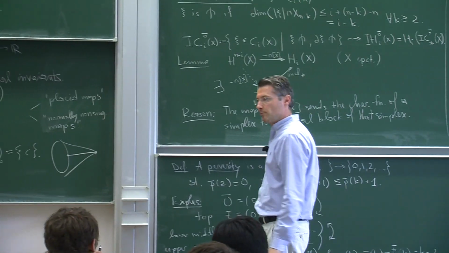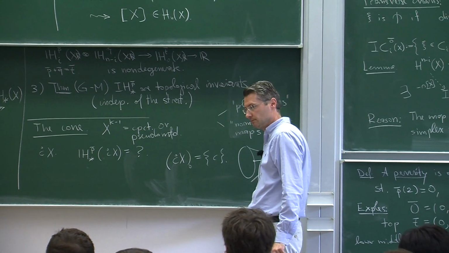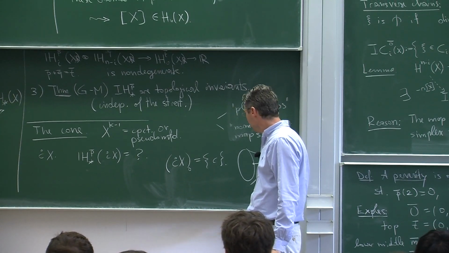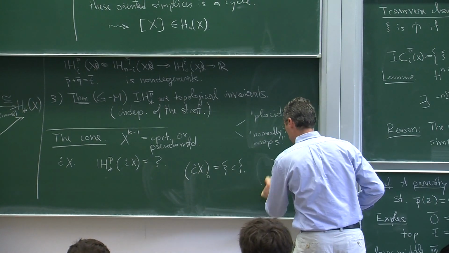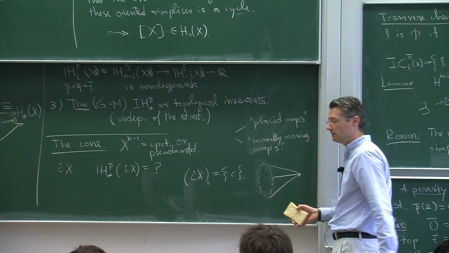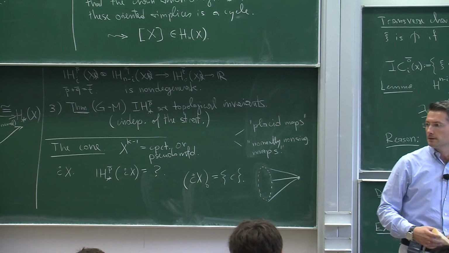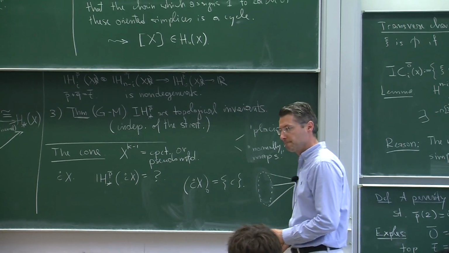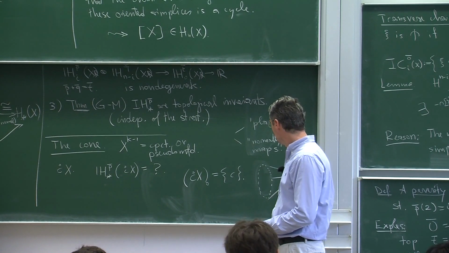And the top 1 times X should also be a separate space, but I take the open cone. So the boundary is not actually there. Maybe I should draw it like this, so this denotes the open cone here. But the cone point is also not part of the open cone, right? It is.